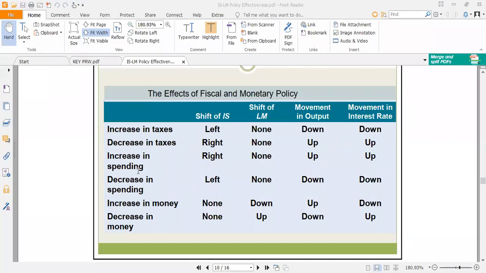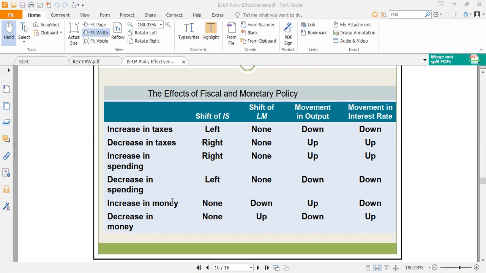So with an increase in government spending, the IS curve will shift to the right. That will cause both interest rate and output to increase. And then a decrease in spending is just like an increase in tax, so the IS curve will shift to the left. There's no shift in the LM curve. Both interest rate and output will fall.